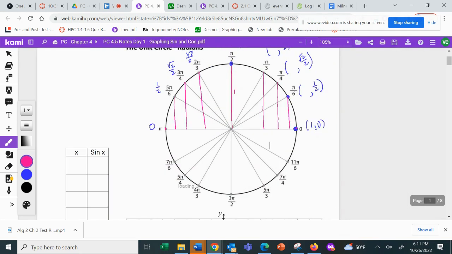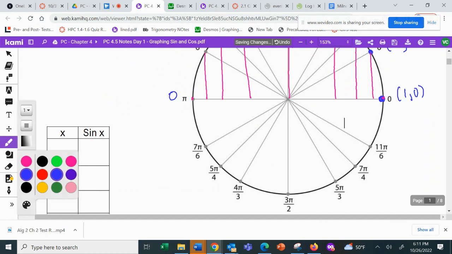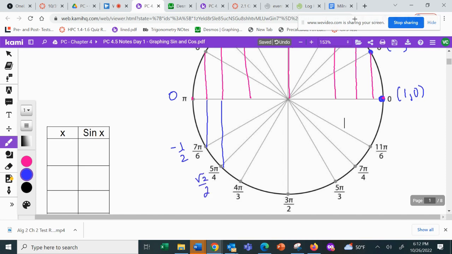Then the y value is going to be 1/2 again, except since we're going down, it's going to be negative a half. The negative is telling me that I'm going below the x-axis, and the 1/2 is the length that it is. Here we've got sine is the length of square root of 2 over 2, square root of 3 over 2, but these are going down.